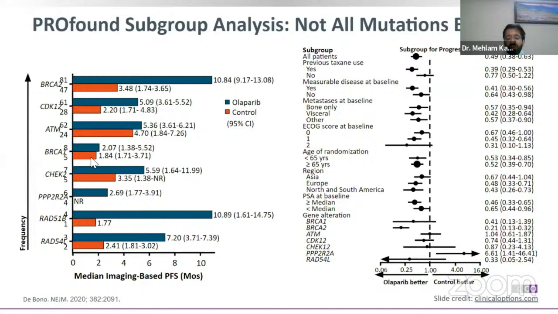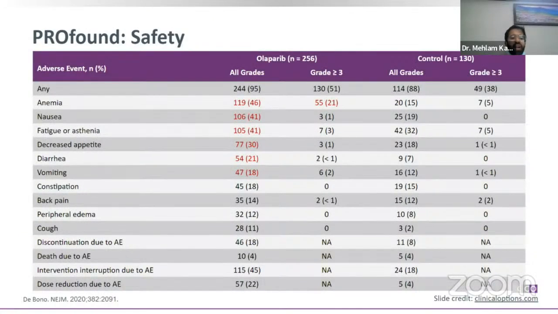The similar is shown on the forest plot also. Again, as we all know, the side effects associated with the PARP inhibitors, anemia being the most common, others being fatigue, asthenia, decreased appetite, vomiting, and nausea. But all these are well controlled.